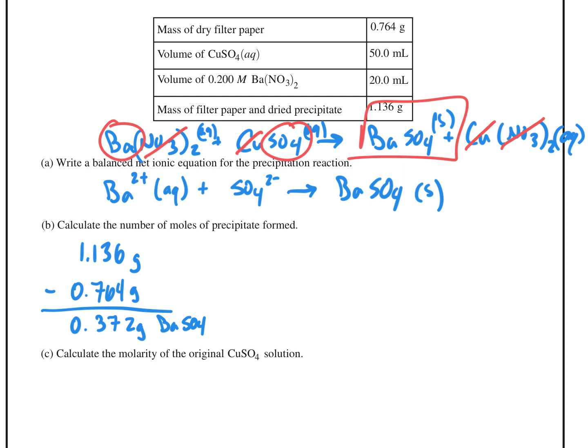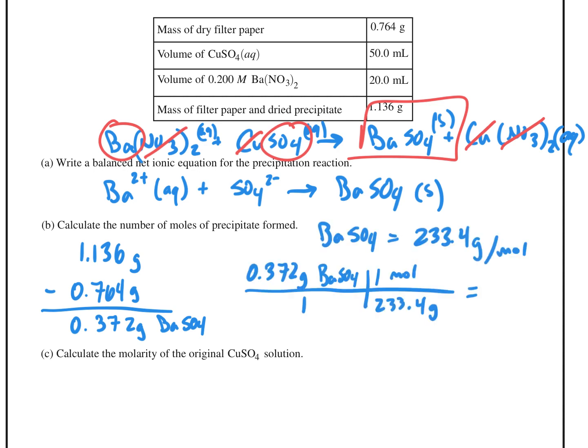Now the molar mass, which we will have to calculate, is barium plus sulfate, Ba plus S plus O4, and that molar mass is 233.4 grams per mole. Now I just simply divide these two, and I get an answer of 0.00159 moles of BaSO4.